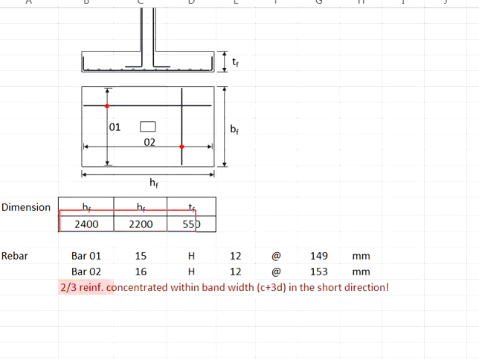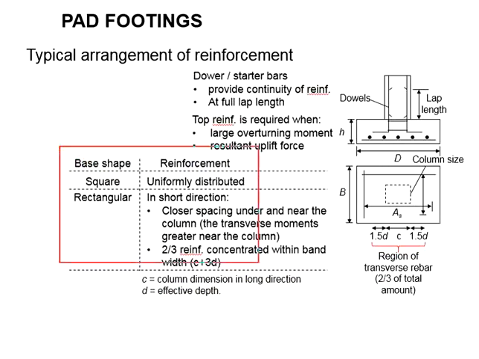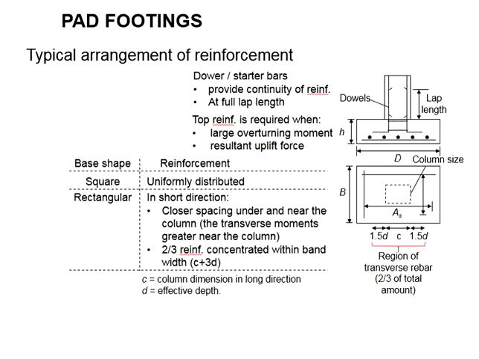The final dimensions of the peg footing is 2.4 meters length times 2.2 meters width times 0.55 meter thickness. The main reinforcement bar is 15 units H12 at the spacing of 149 mm. And the secondary reinforcement, it will be 16 units H12 at 153 mm. Also, don't forget about the arrangement of the reinforcement for a rectangular section.